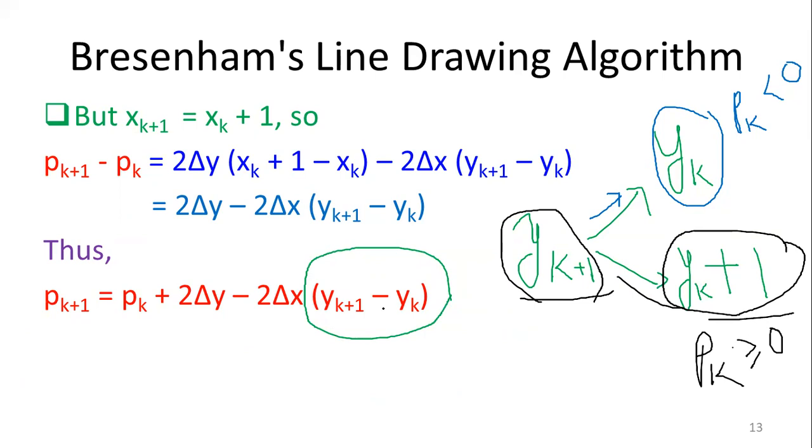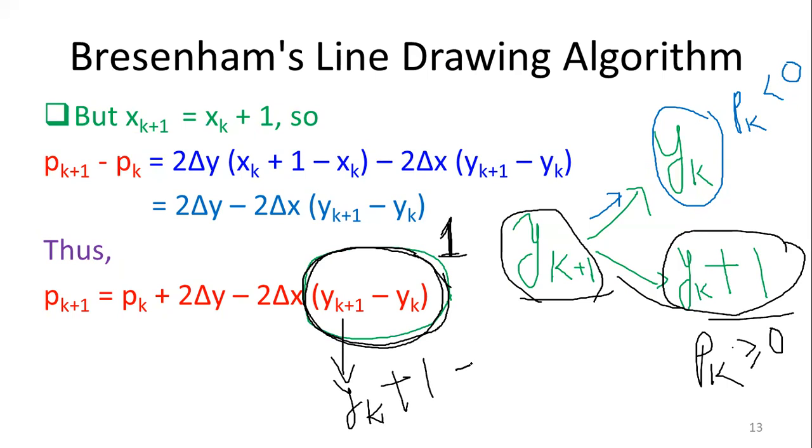So in that case, this particular term will become 1. When pk is greater than or equal to 0, this particular term will become 1, because when pk is greater than or equal to 0, y subscript k plus 1 will be equal to yk plus 1. So this will become yk plus 1 minus yk. That is this yk, so this yk will cancel and go. Balance, what is remaining? 1.